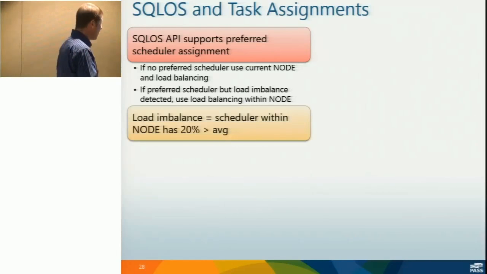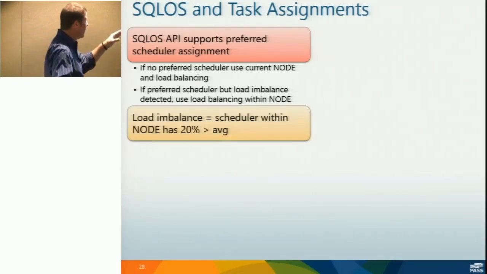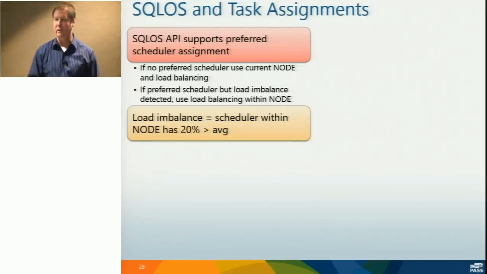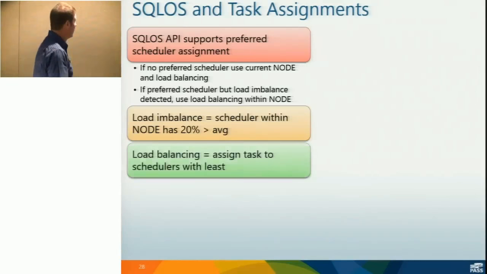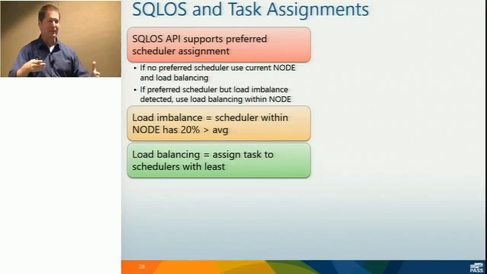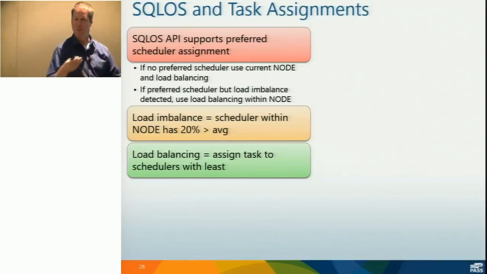Now, load imbalance, this is a rough calculation, is scheduled within a node. A given scheduler has 20% more tasks than the average across all of them. It's a rough calculation, but that's generally what we try to do. Load balancing says this: go assign a task to the scheduler that has the least number of tasks. That's the simple idea. You're in a line at the grocery store. You try to find that line with the least number of people. That's what we try to do.